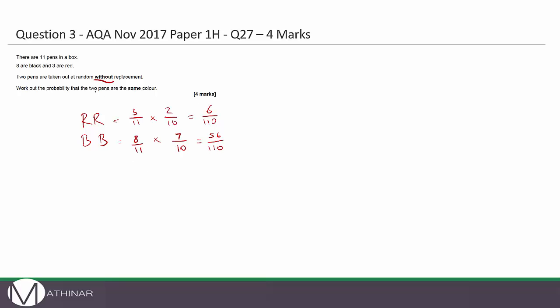Now we are interested in 2 pens of the same colour. That could mean 2 reds or 2 blacks. So the answer to the question is going to be this one, add this one. So that gives us 62 out of 110, which will simplify to 31 out of 55.